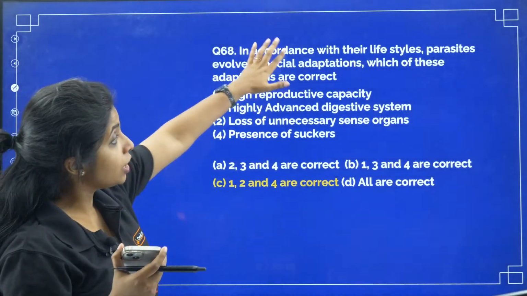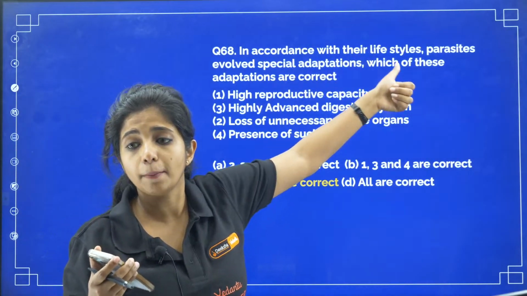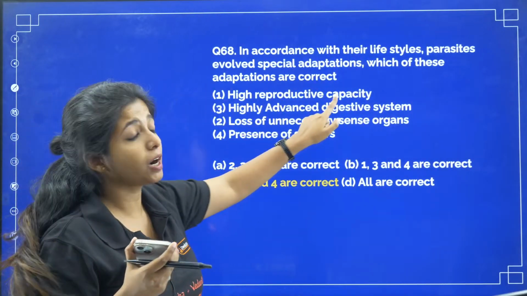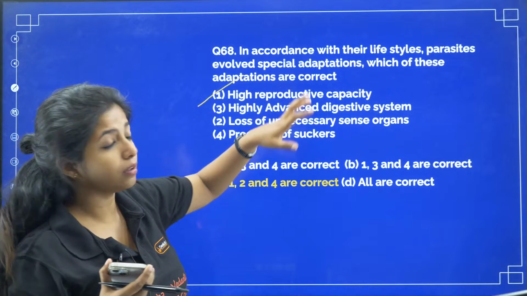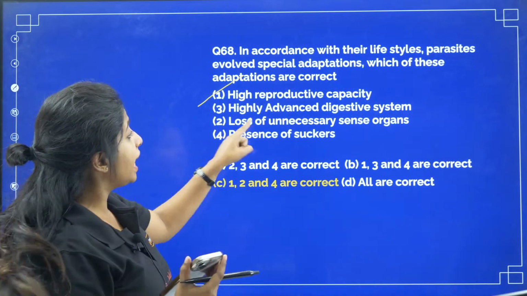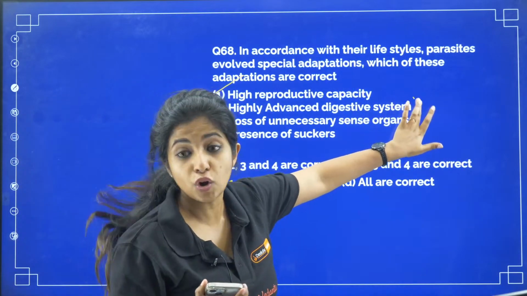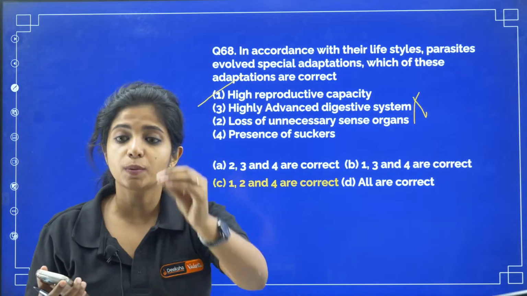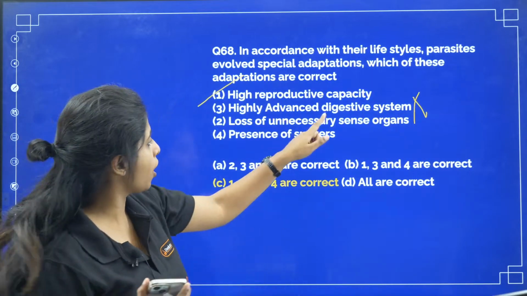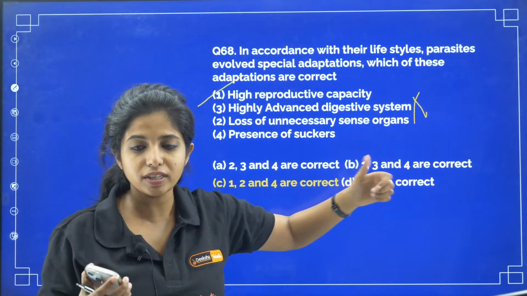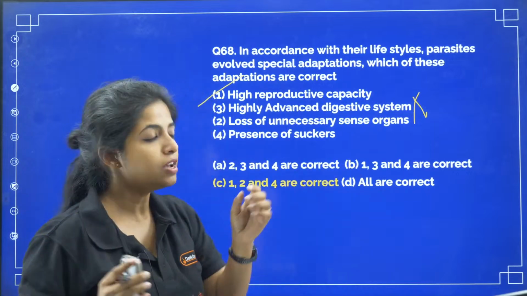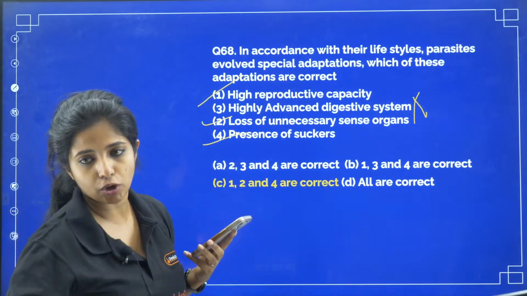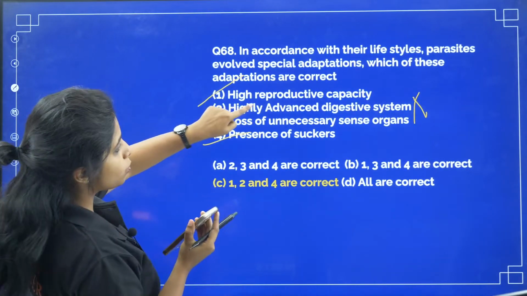Next thing. In accordance with the lifestyle, parasites evolved special adaptations. Which of the adaptations are correct? High reproductive capacity, yes, they want to increase the amount. So yes, that is there. Highly advanced digestive system, my dear children, no, they have a reduced digestive system or no digestive system. So this is wrong. Loss of unnecessary sense organs, obviously, suppose they have ears, can they move around? No, so that is also correct. Presence of suckers, that is also correct. Only this one is the wrong one.